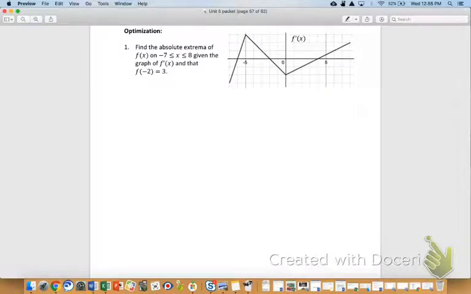Number one says, find the absolute extrema of f of x on the interval from -7 to 8, given the graph of f prime and that f of -2 is equal to 3. Let me give you an example of what someone mistakenly could do. They could look at this and see, oh, absolute extrema. Well, isn't that just maximums and minimums? So the maximum is right there, and the minimum is right there. So the max is 3. The minimum is -3. Done. That was like the easiest question of the year.